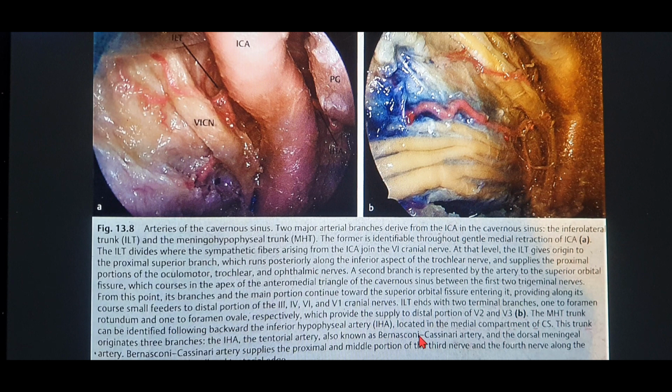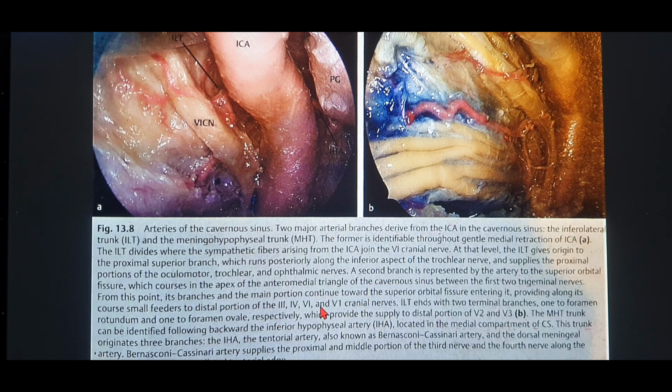So the superior orbital fissure branch will travel always between the first two trigeminal divisions, that's the V1 and the V2. From this point, it branches, and the main portion continues towards the superior orbital fissure, entering it, providing along its course small feeders to the distal portion of the third, fourth, sixth, and the V1 cranial nerves. So both of these branches are going to supply the third, fourth, and the V1, and in this case, the sixth cranial nerve as well.